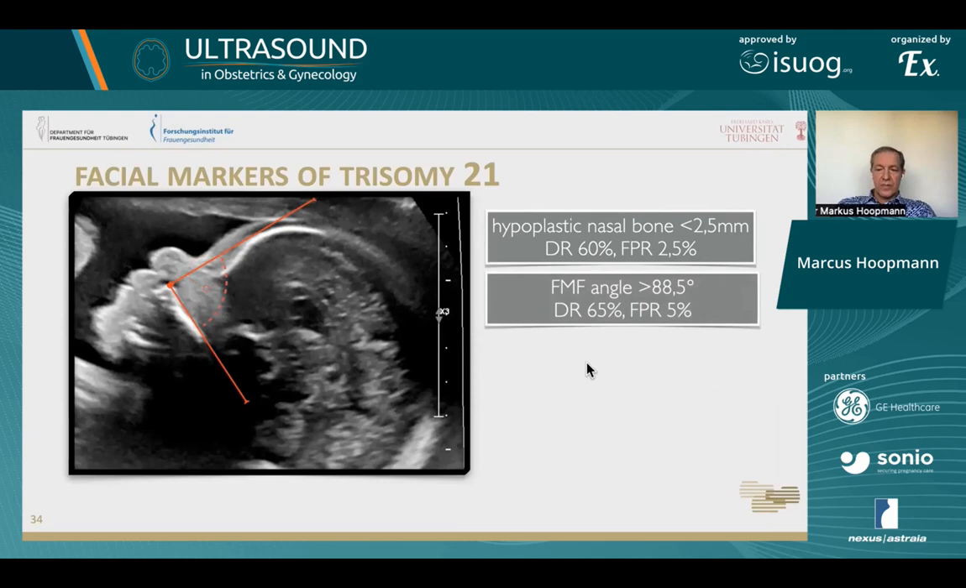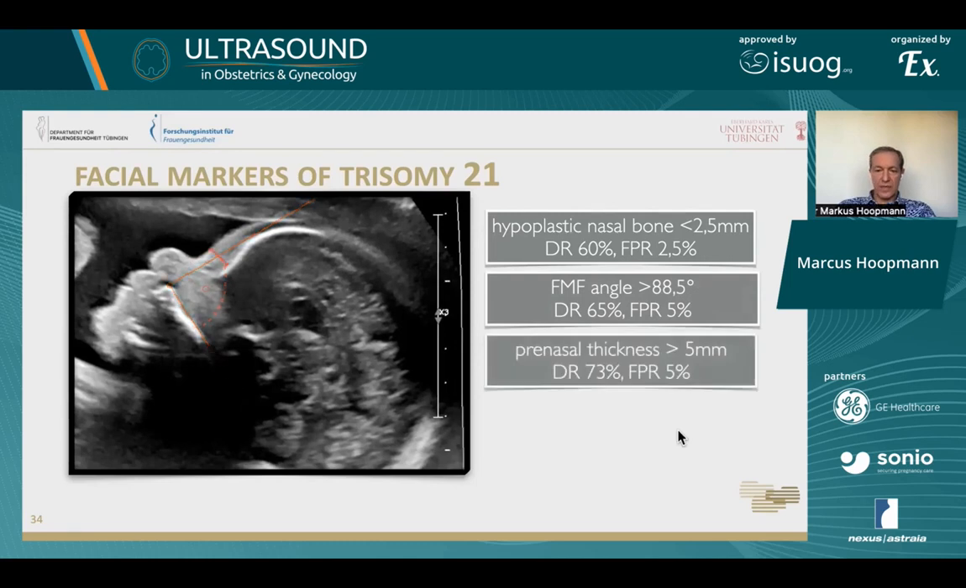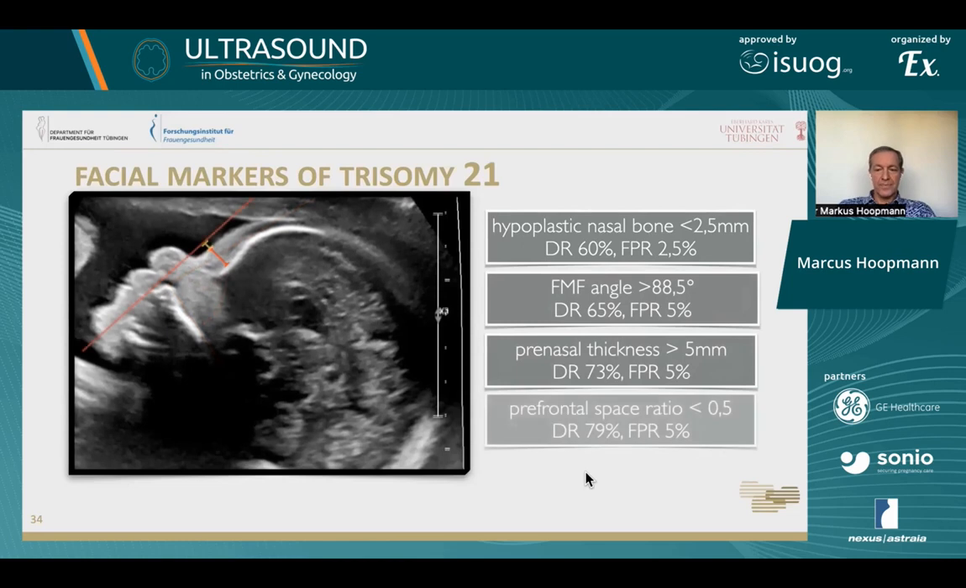There are studies describing this FMF angle, which quantifies the mid-facial hypoplasia, and then you have a detection rate of 65%. You can measure this prenasal edema, this thickness. If it's above 5 millimeters, you have a detection rate of 73%.